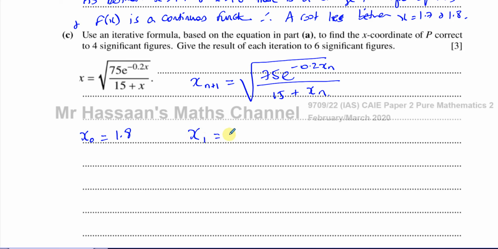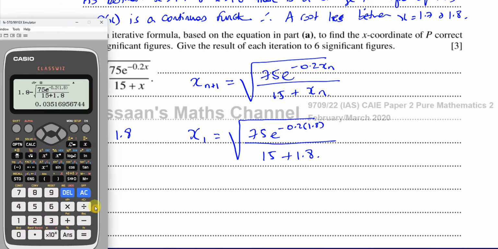We have x1 equals the square root of 75 times e to the power of negative 0.2 times 1.8 over 15 plus 1.8. Now there's a nice easy way to deal with the question from here on, and that is to use one of the features of your calculator, the answer feature. As I want to use my initial value of 1.8, I'm going to press 1.8, and press equals. So that's now my answer in the calculator, because that's the last thing that was there after I pressed equals.